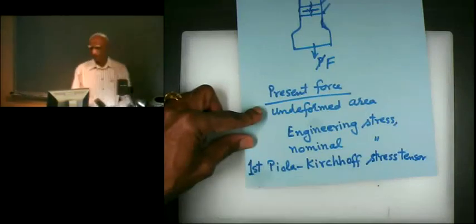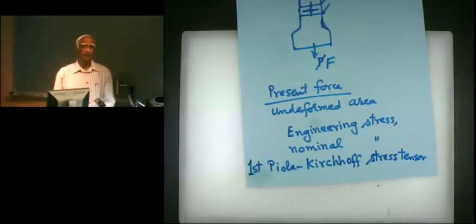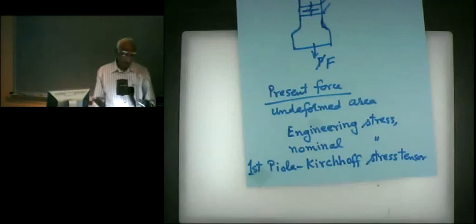And when I said first, there must be second. Otherwise, there is no point in saying first. See, we said right Cauchy-Green tensor because there is a left Cauchy-Green tensor. So there is no point in saying first Piola-Kirchhoff if there is no second Piola-Kirchhoff or third Piola-Kirchhoff. But there is only second Piola-Kirchhoff. So there is no third Piola-Kirchhoff. At least I don't know it.